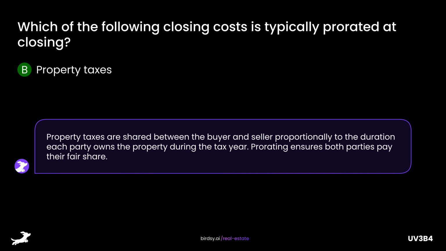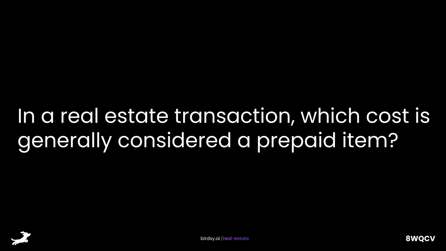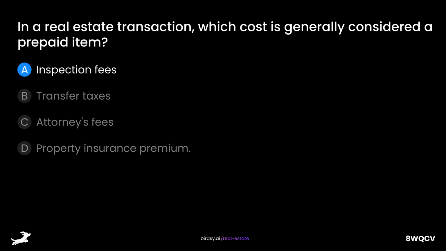Property taxes are shared between the buyer and seller proportionally to the duration each party owns the property during the tax year. Prorating ensures both parties pay their fair share. In a real estate transaction, which cost is generally considered a prepaid item? Is it A, inspection fees, B, transfer taxes, C, attorney's fees, or D, property insurance premium?